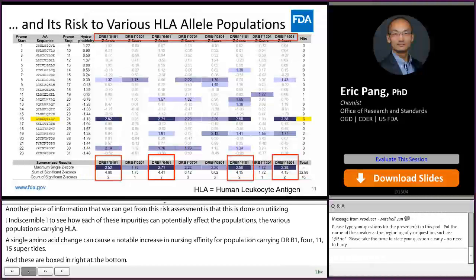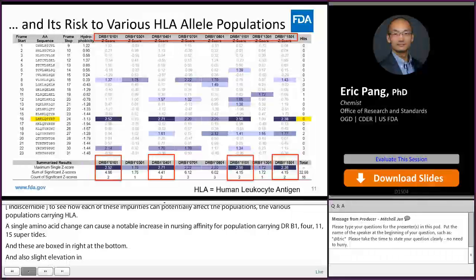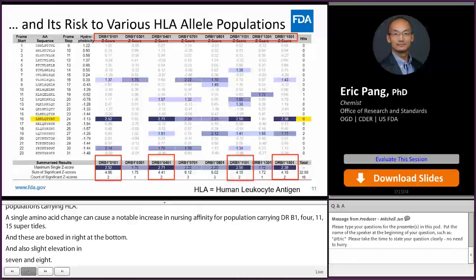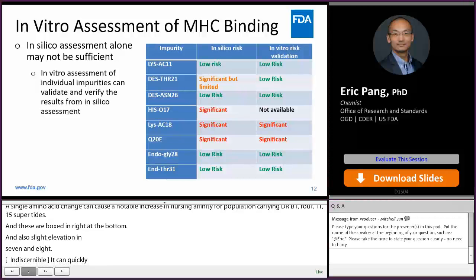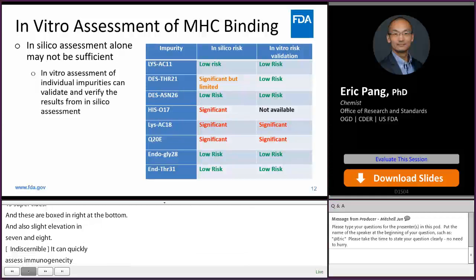As you can see, in silico analysis has its advantage in that it can quickly assess an impurity's immunogenicity potential on a diverse range of populations carrying various HLA alleles. However, in silico models and results need to be validated. And to do so, in vitro assessment can be used.